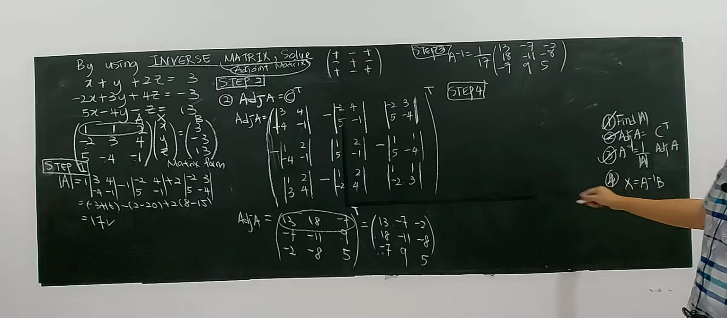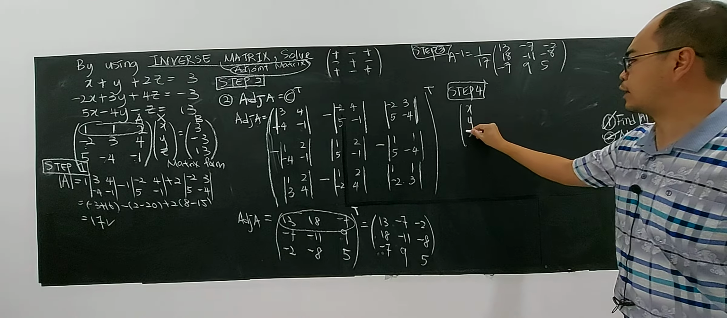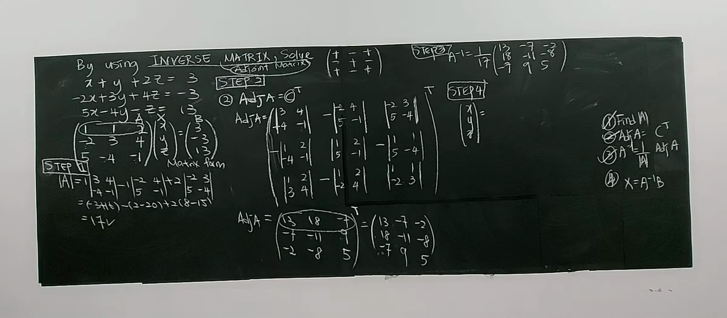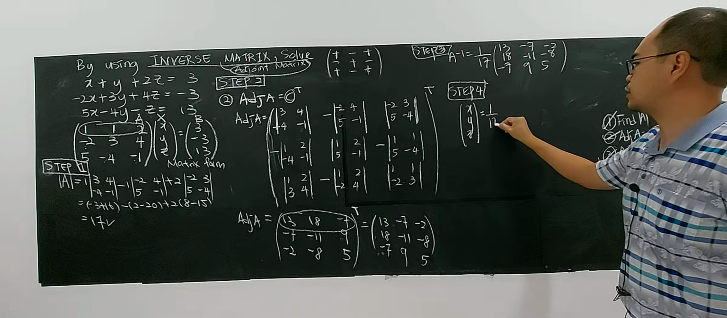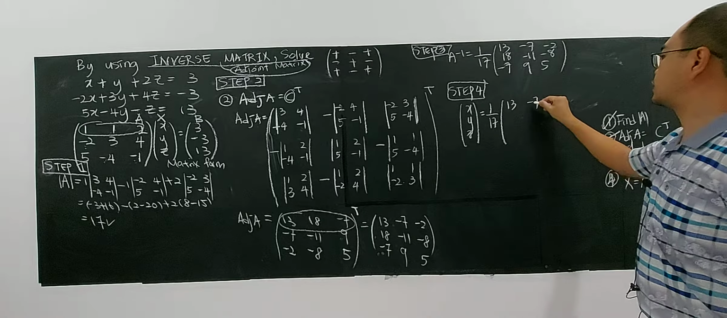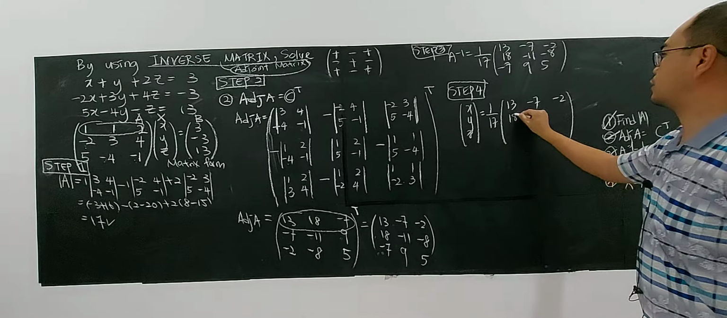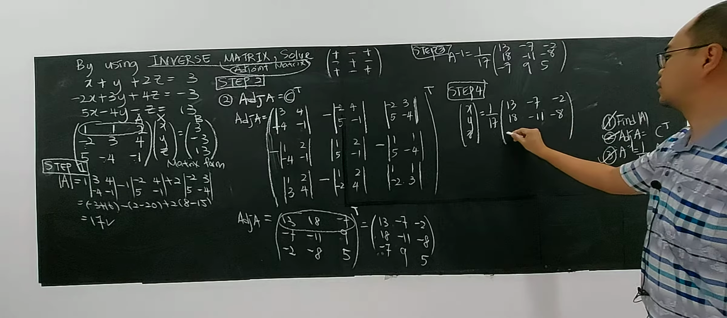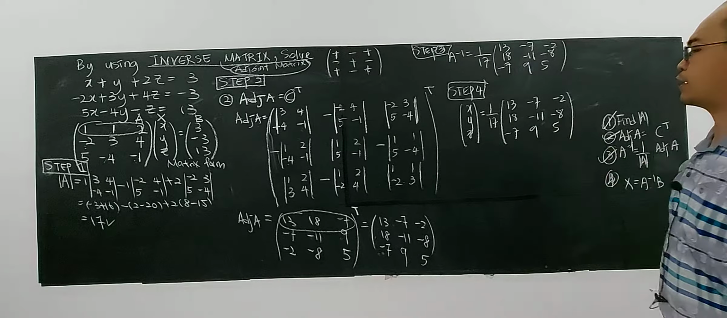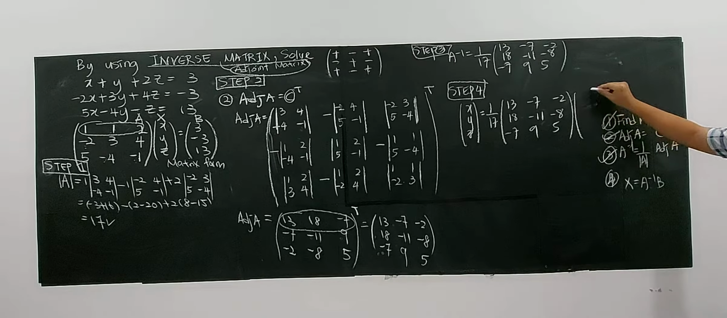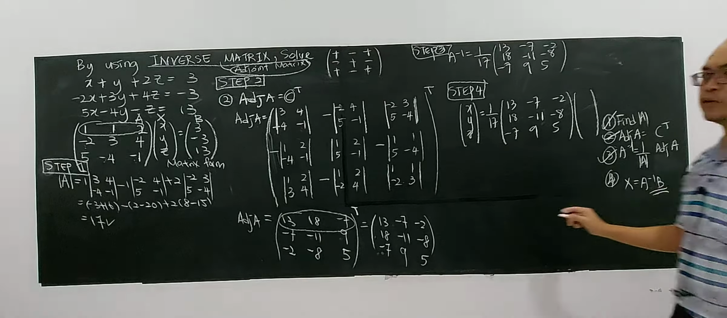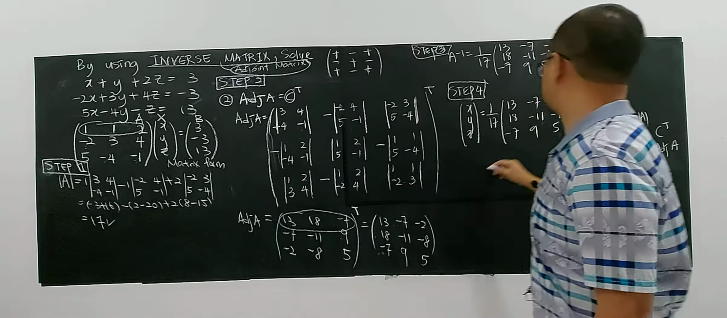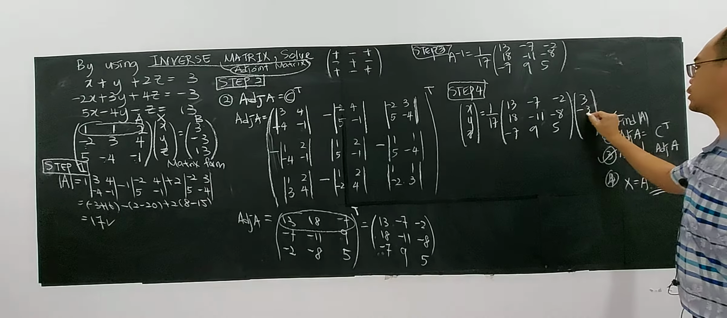In step 4, I want to find the x. The x here refers to the x, y, z, which equals the inverse of A. You put it inside here: 1 over 17, 13, negative 7, negative 2, 18, negative 11, negative 8, negative 7, 9, and 5, multiplied with the B. The B here refers to this: 3, negative 3, 13.